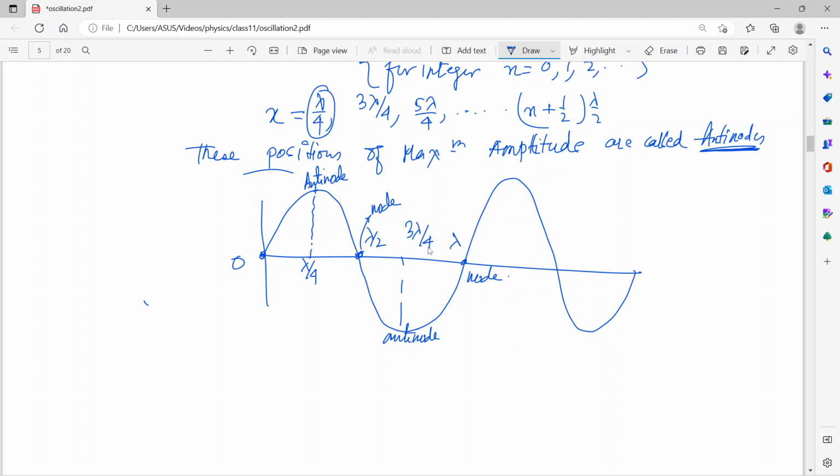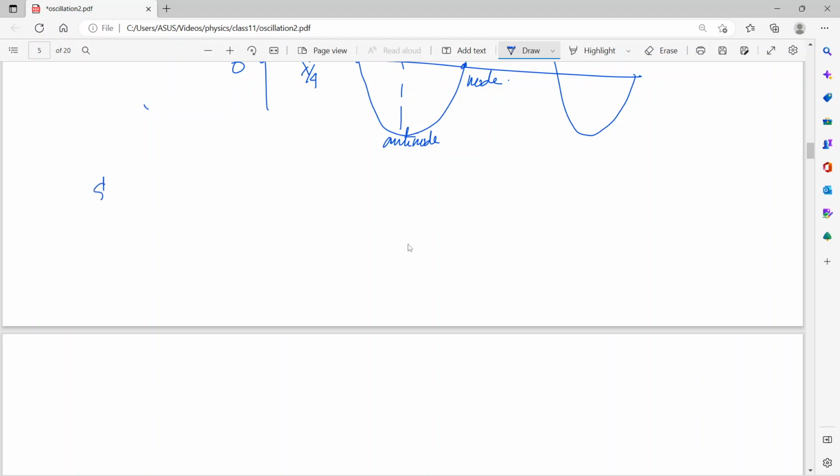Okay. So these are the important things that you have to know, when the antinodes will occur and when the nodes will occur, because that will be helpful when we are dealing with the open pipe or the closed pipe. So there is one thing that is called stationary waves in a string. Stationary waves in a string fixed at both ends.